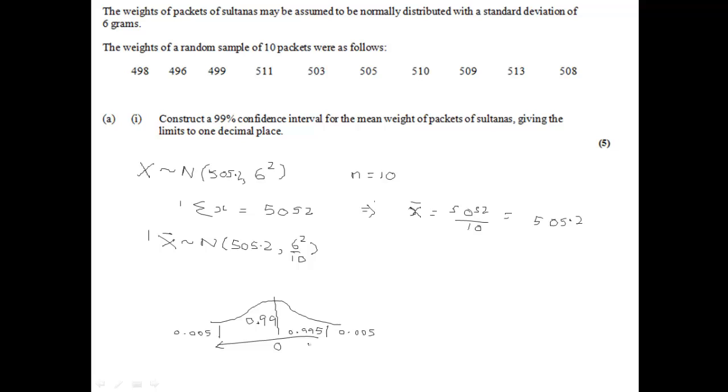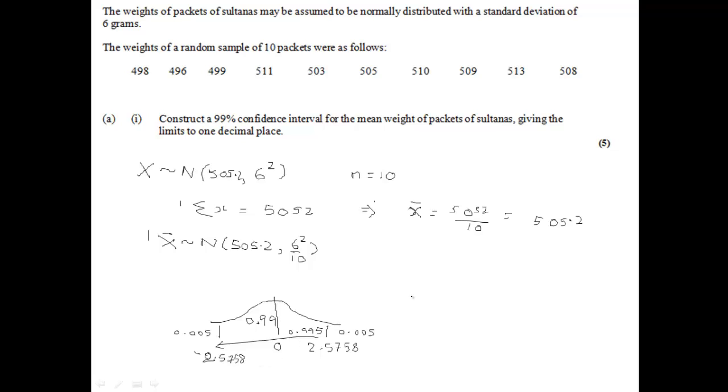And if we look that figure up, we get 2.5758. That also tells us that this here must be minus 2.5758. Because we've got naught in the middle, it's always the negative equivalent there.